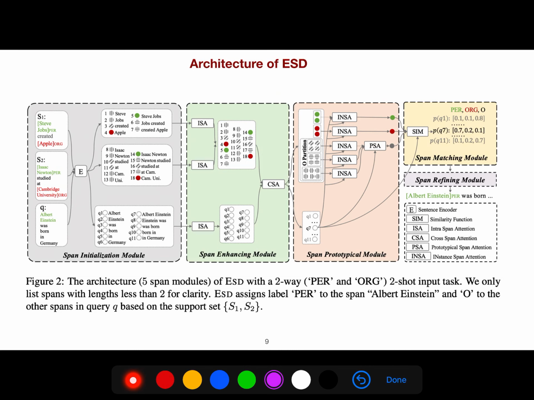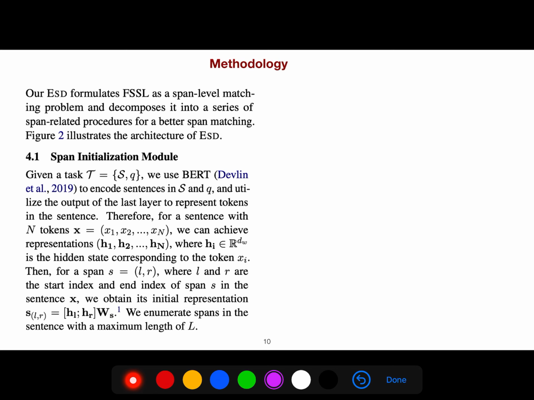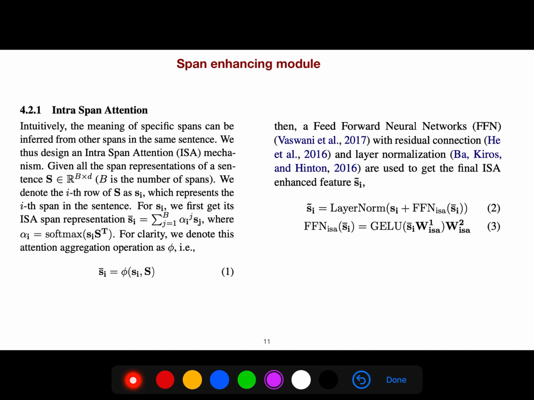So this is the architecture, and we will go through each of these modules: the first module, second module, third module, fourth module, and the fifth one. First we do span initialization. Until now, everything is standard because we just use the boundary of this span from left to right. So we concatenate the representation of that, and we are learning this matrix. And then we go for intra-span attention, because rather than just averaging, we are focusing. It's a simple trick that we have used before.